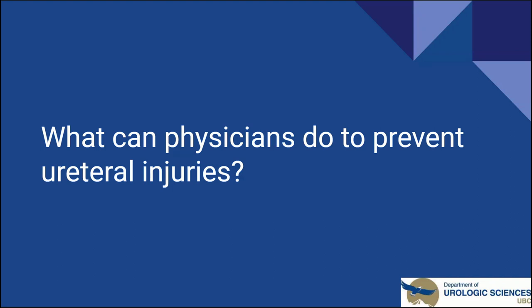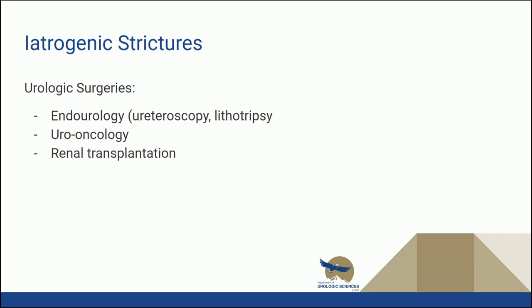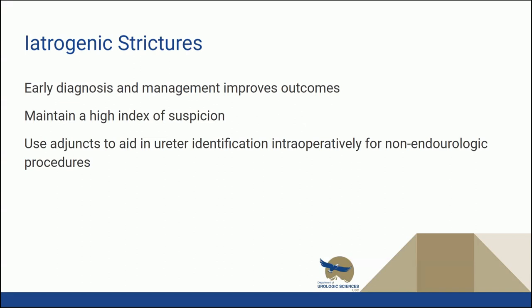So quickly we'll go through what we can do to prevent ureteral injuries. Up to 70% of ureteral injuries are diagnosed postoperatively. From the surgery, ligation, incision, thermal injury, devascularization, as well as the direct side effect of therapy, can all be causes of iatrogenic strictures. We talked about urologic surgeries that could be involved in stricture formation. It's key to know that early diagnosis and management improves outcomes, so we should be maintaining a high index of suspicion, and we should consider using some adjuncts to aid in ureter identification intraoperatively for non-endourologic procedures. And this doesn't just go for urologic surgeries, but also other abdominal surgeries.